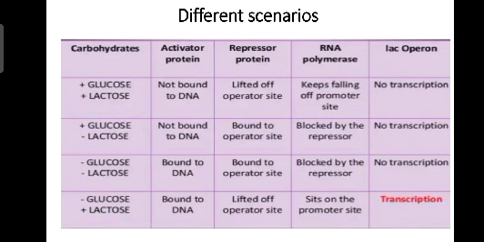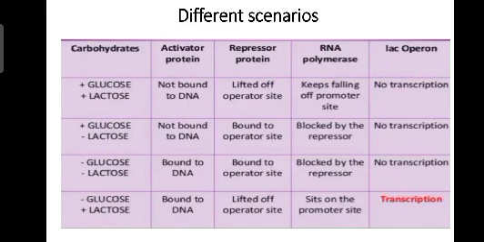Now, in this table, there are different scenarios observed regarding the presence and absence of glucose and lactose. In the first one, where both glucose and lactose are present, RNA polymerase can sit on the promoter site, but it is unstable and it keeps falling off. So no transcription takes place. In the second one, where glucose is present and lactose is absent, no transcription occurs, and that's because the lac repressor remains bound to the operator and prevents transcription by the RNA polymerase.